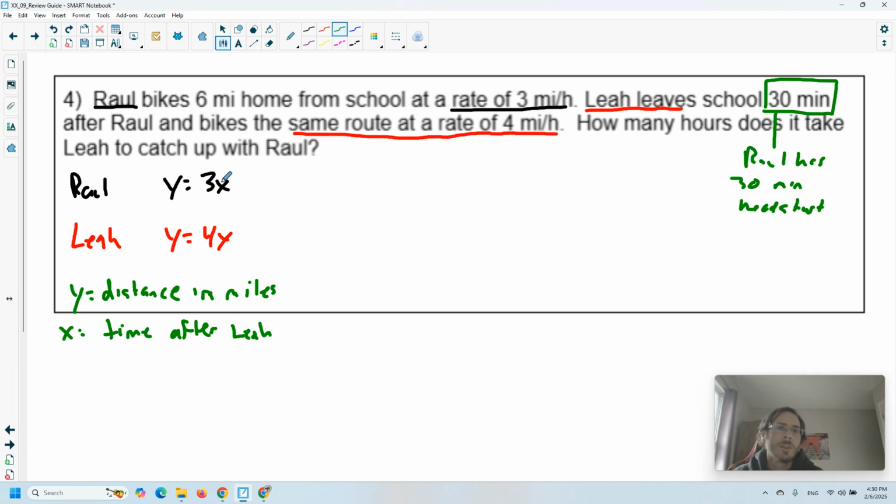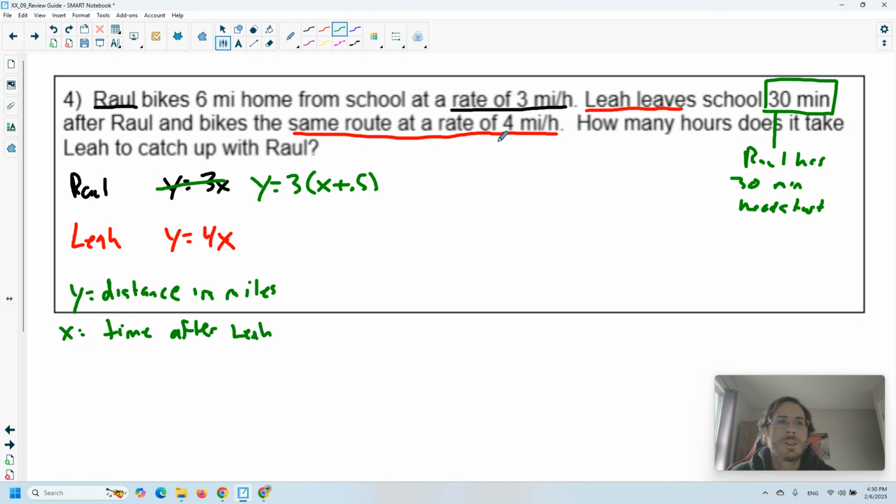So for Raul, we have to change his equation. So instead of making this 3x, we need to make this y equals 3x plus a half hour because he gets an extra half hour. So why does this make sense? Well, if we plugged in 0 for x, so right when Leah's about to leave, Leah would have a value of 0 because then we get y equals 0. So Leah wouldn't have gone anywhere. But Raul would have biked for half hour. So 3 times 0.5 is 1.5. So these are actually the 2 equations that we want to do.